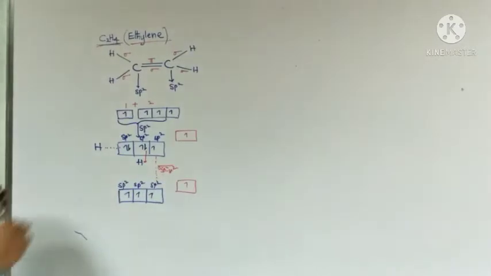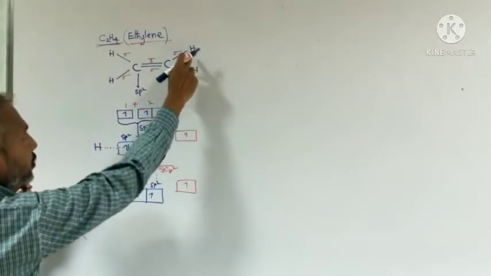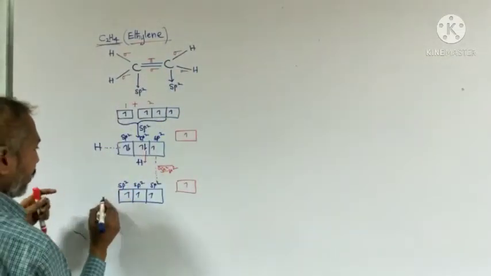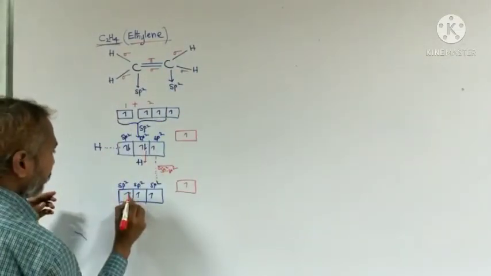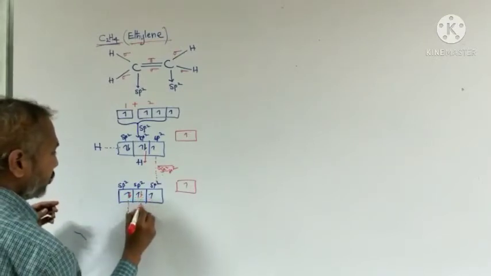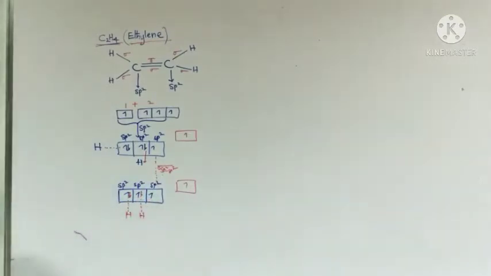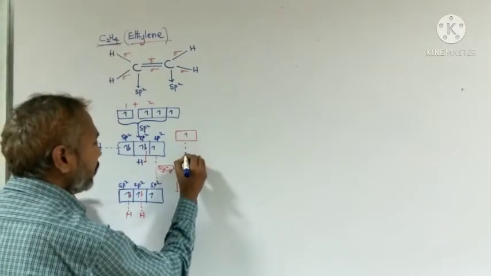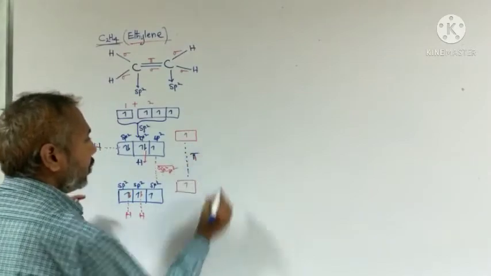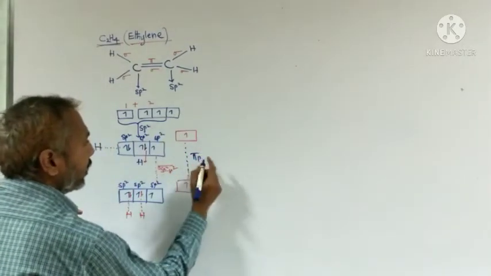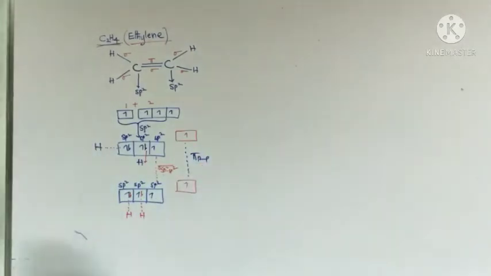Next, the C2 carbon, how many hydrogens can it form covalent bonds with? 2 sigma bonds. So this is 1 hydrogen, and next, this is 1 hydrogen. Next, unhybridized orbitals can form pi bonds. Already we know. But which orbitals are unhybridized? Here a p orbital, and on the other carbon also a p orbital.